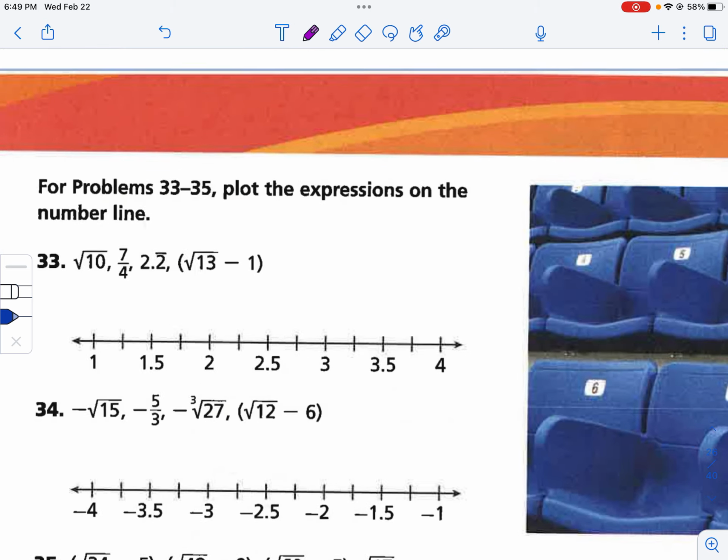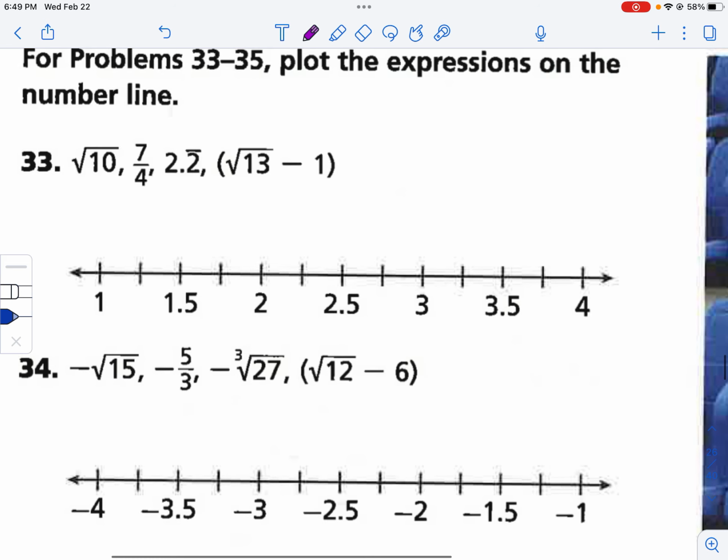So we're going to plot this on a number line. So this is going to be between the square root of 9 and the square root of 16, so it's closer to the 3, so I'm going to put it about here, square root of 10. 7 over 4, that is the same thing as 1 and 3/4. So 1 and 3/4 would go here. 2.2 repeating would be about right here.